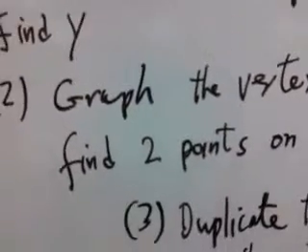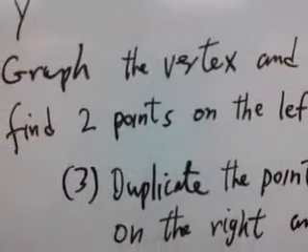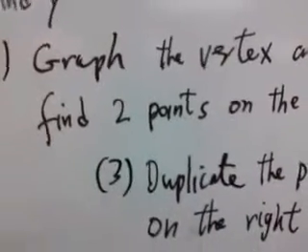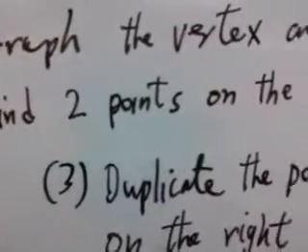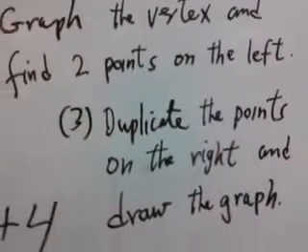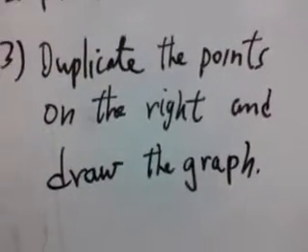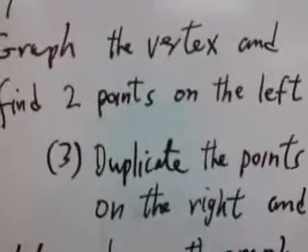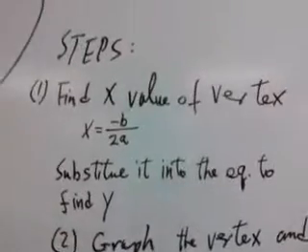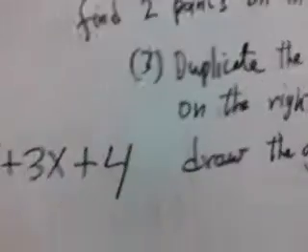And then you just graph the vertex. You graph the vertex in the xy plane. And after you graph the vertex, you find 2 points on the left side of the vertex. And then, step 3, you duplicate the points on the right side of the vertex and draw the graph. Once again, those are the steps. Now, let's look at an example so that we can see exactly how those steps work.